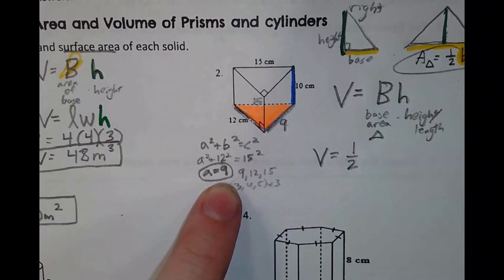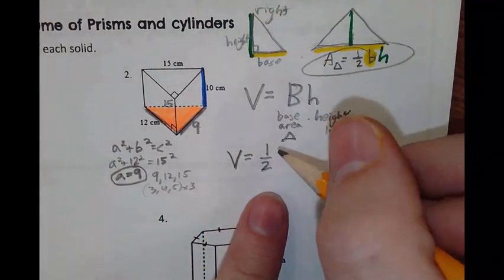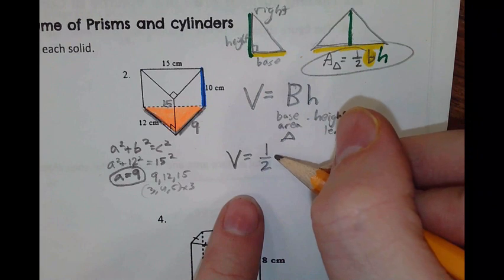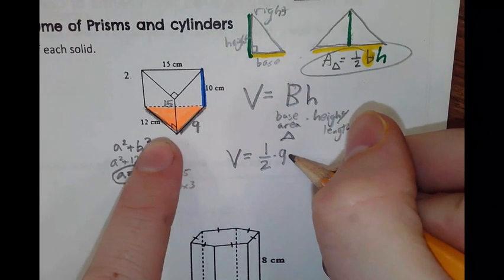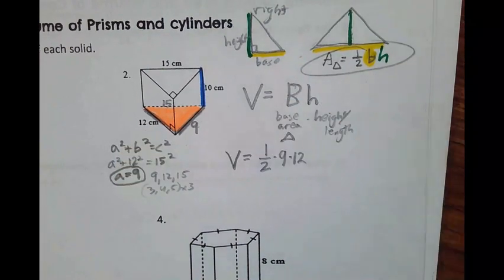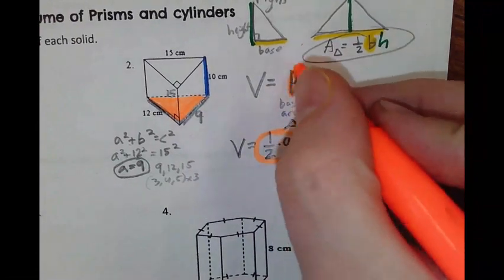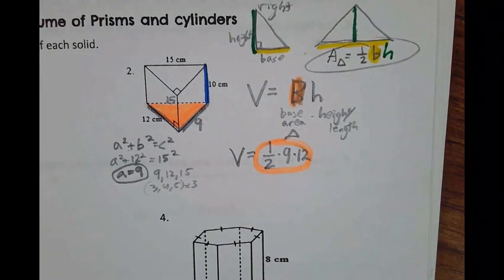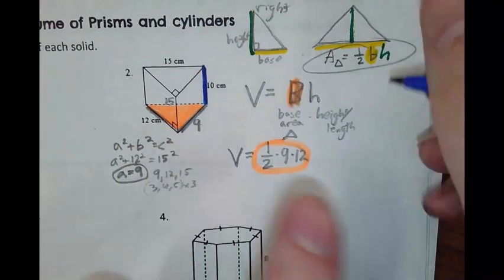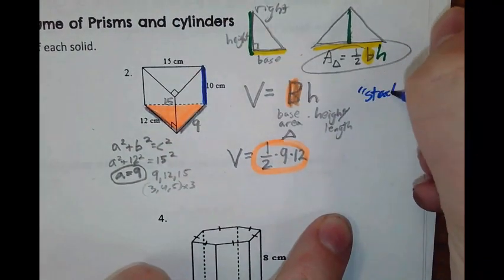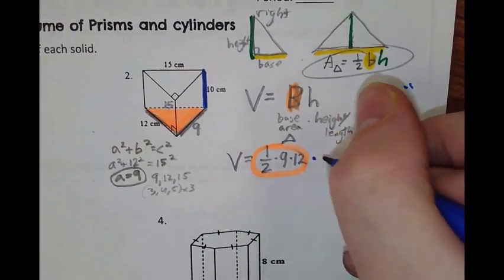Look, that's what makes these triangle base prisms pretty difficult. So we have the base area is going to be half of 9 times 12. That's the area of that triangle, the base shape. Now we got to multiply it by the height. The height, not the height of the triangle, but the height of the stack. Remember that word stack. How high is this stack? The height or length of that figure. So I need to multiply that by 10.